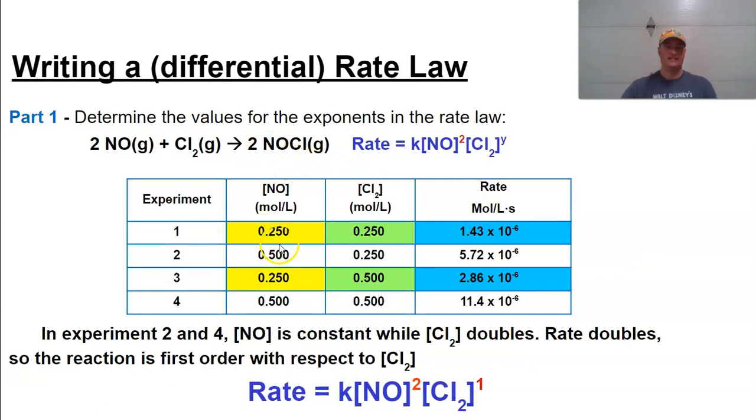Now I'm going to do the exact same thing with chlorine. I'm going to keep nitrogen monoxide constant. When I double the chlorine, I see that the rate doubles. That means it is first order with respect to chlorine. If I remember right, when the rate is the same, that would be zero order. And we'll rarely ever come across third order. So really 2, 1, and 0 are going to be our main hits, except when we talk about something called half-life.